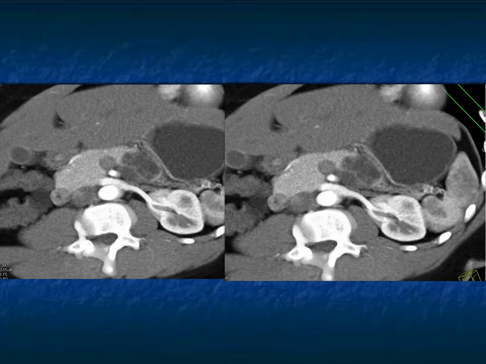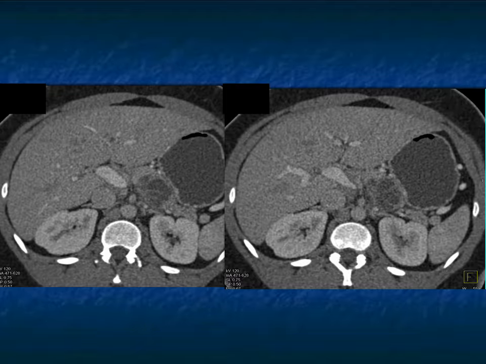MCN is a good differential. Could this be a cystic or necrotic adenocarcinoma? I couldn't exclude that. I would worry about that. There's atrophy of the distal gland and slight prominence of duct dilatation. So if you said this was a cystic pancreatic adenocarcinoma, I would not argue with you.